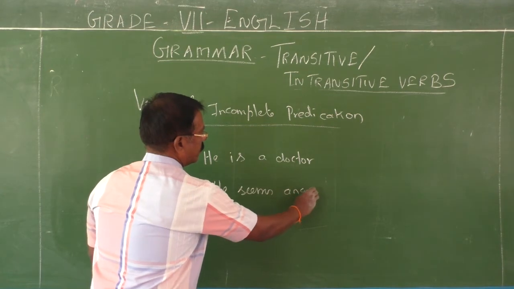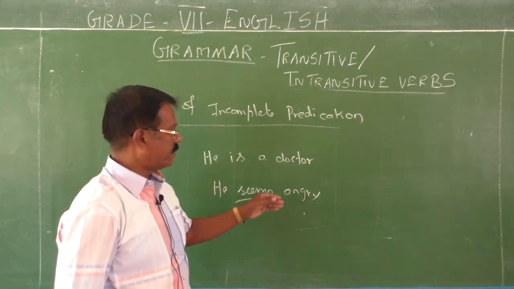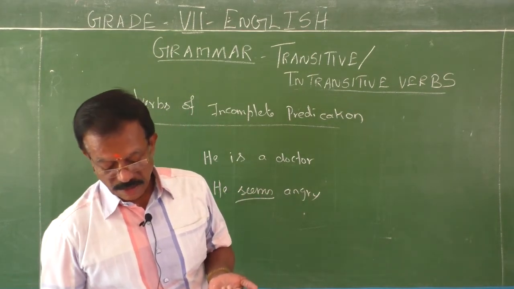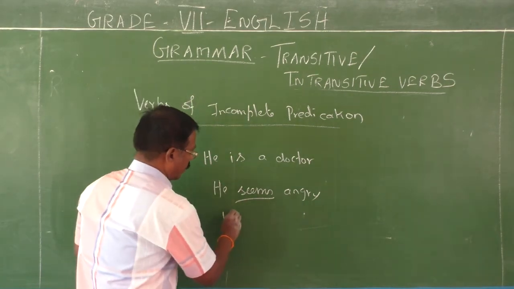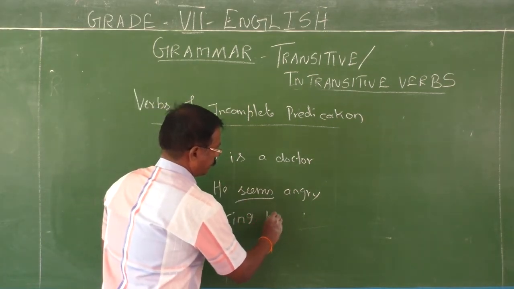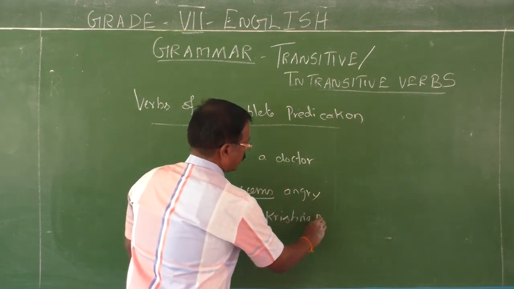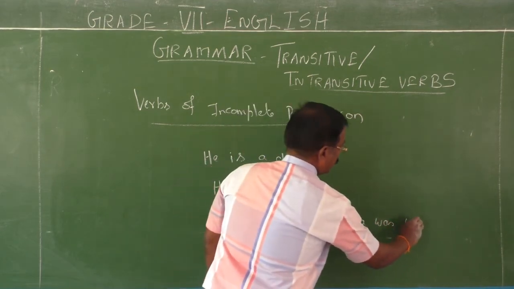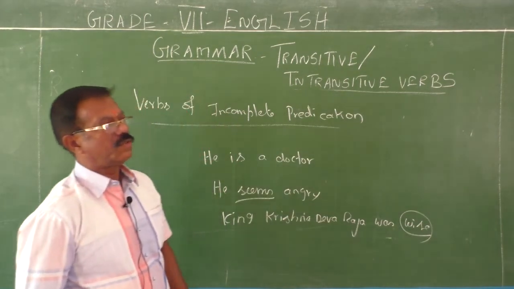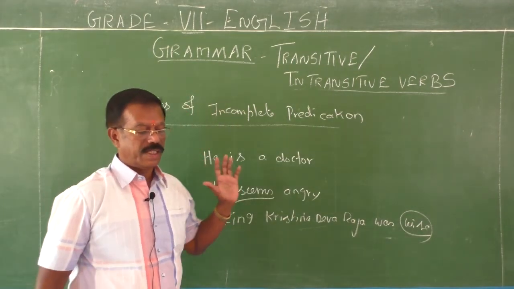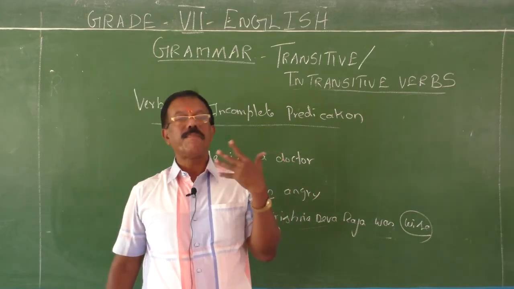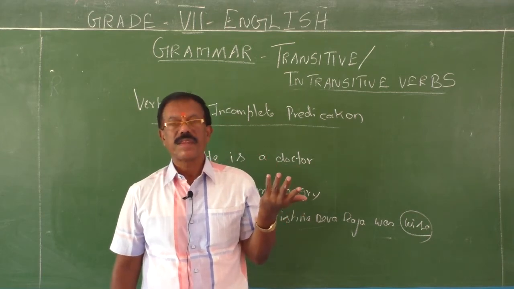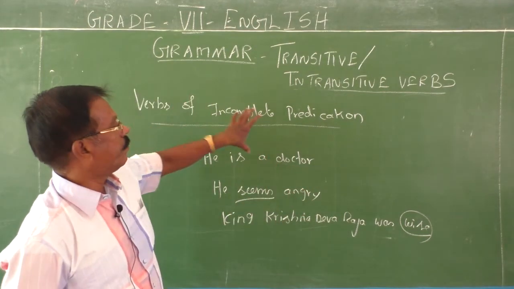angry. See, the verb requires this adjective, angry, to complete the sense. Similarly, King Krishna Devaraya was wise. Here we need this adjective to complete the sense. So a verb which requires the help of some other words to complete its sense is called a verb of incomplete predication.